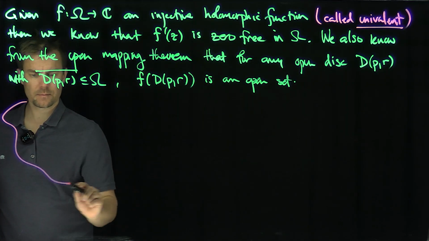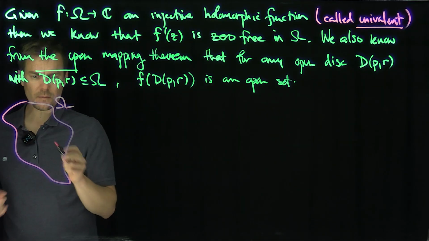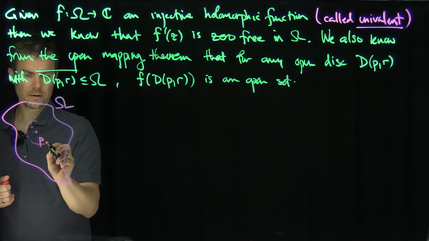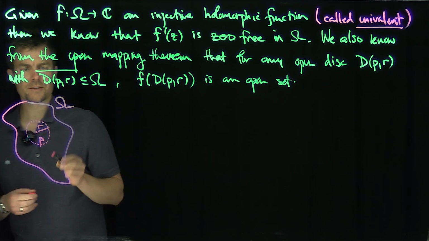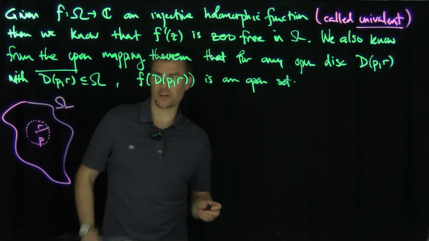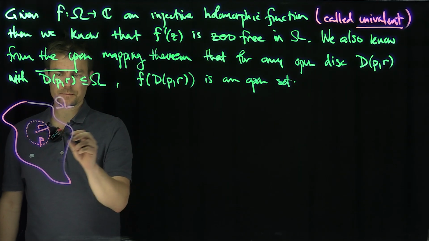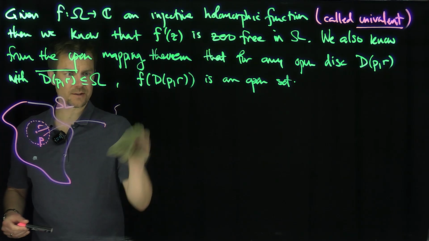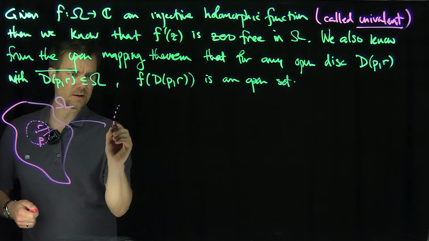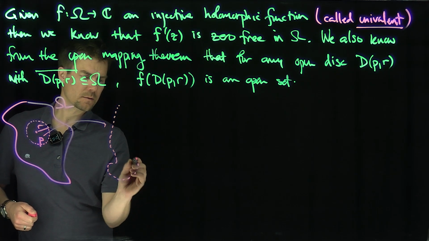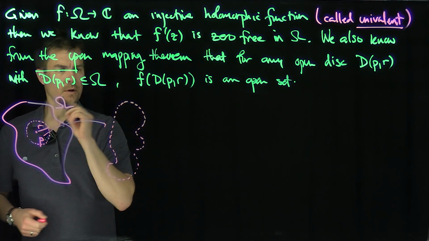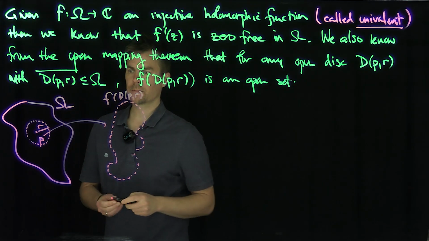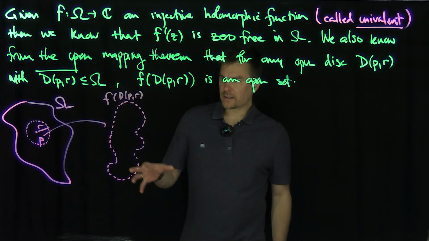So here's our set omega. Here's a point P, and this disk of radius r, with its closure, is also contained in omega. f maps this disk into some other open subset. Let's do it with dotted lines to make sure we know it's open. This is going to be f of D(P, r), and it's open.